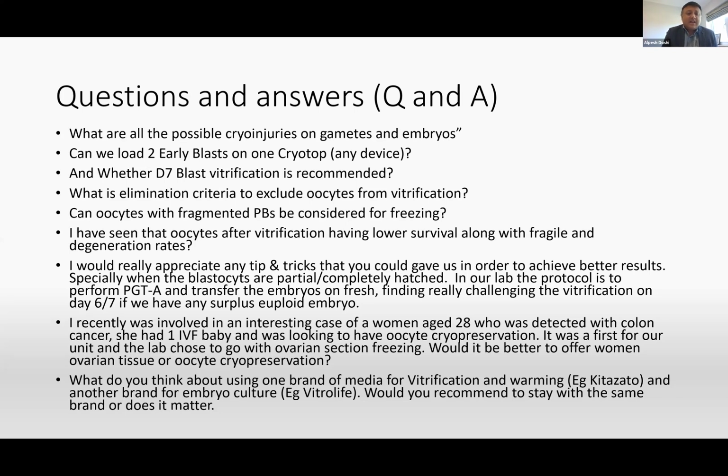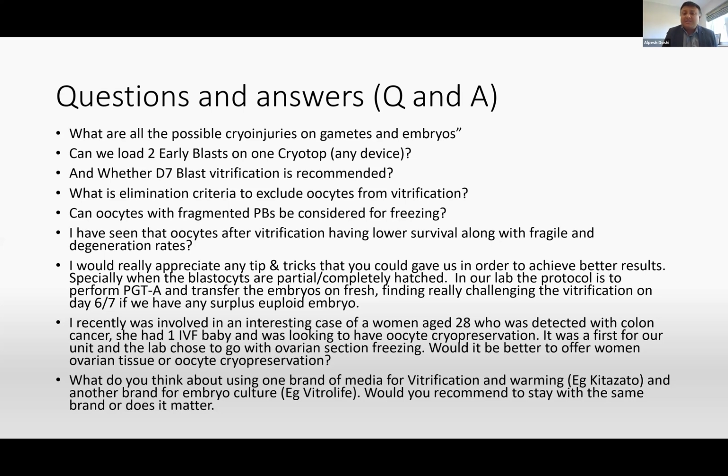I was recently involved in an interesting case of a 28-year-old woman who was diagnosed with colon cancer. She had one IVF baby and was looking to have oocyte cryopreservation. It was a first for our unit, and the lab chose to go with ovarian section freezing. Would it be better to offer women ovarian tissue or oocyte cryopreservation? It's important to firstly understand what the cancer is. If it's an estrogen receptive carcinoma, then you can't use gonadotrophins to stimulate the women. However, you can use certain clinical protocols which are tamoxifen based, not necessarily gonadotrophin based.